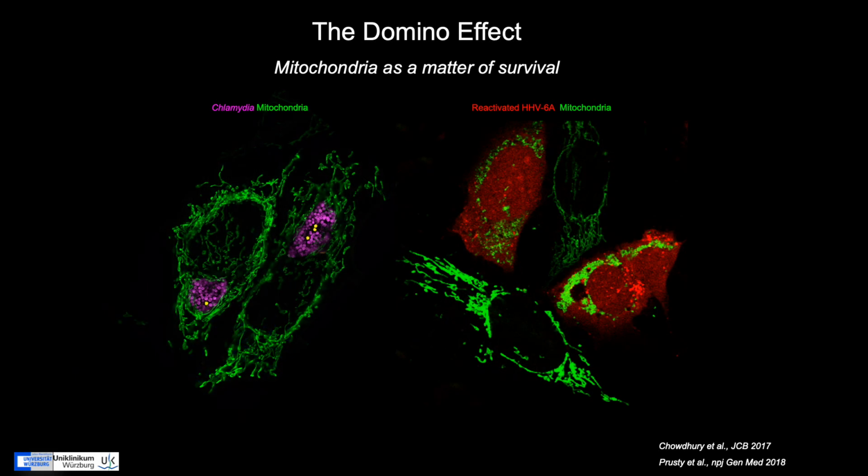So, what happens when HHV-6 reactivates? We could show that reactivation of HHV-6 prefers fragmented mitochondria. In these images, you can see the virus reactivating cells in red. These cells carry an RFP expression cassette within the viral genome.